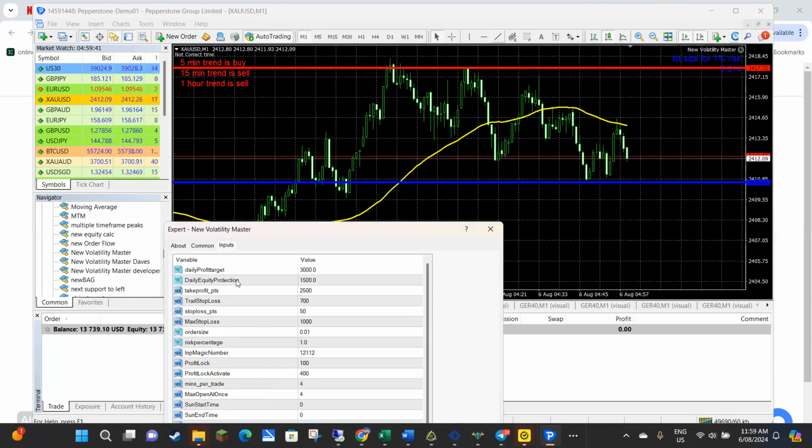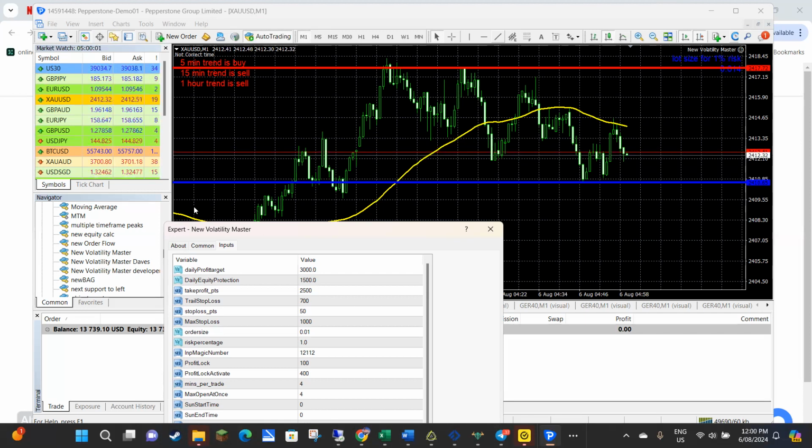The other one is the daily equity protection. And this is to stop you from, minimizing any losses for the losing days. And it's set for $1,500. So from the start of the day, if your equity went down by $1,500, the software is going to close all the open trades and stop trading for the day. And it will come up here in red saying EP hit, so you know what's going on.